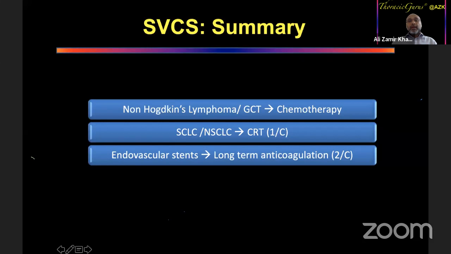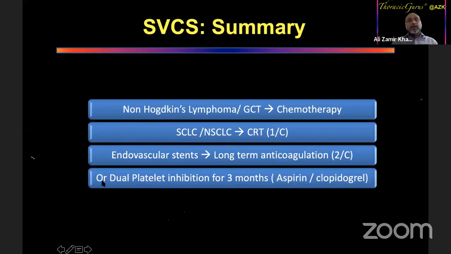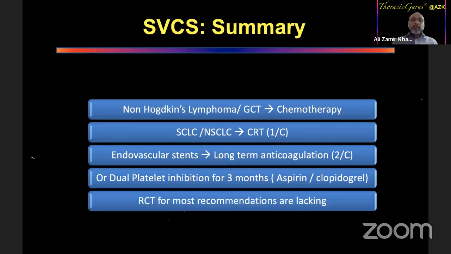That's not a problem. Endovascular stents are becoming increasingly popular, but the need for long-term anticoagulation is an issue with them, and that is something that's still being discussed. Hence, the evidence is not yet very clear whether you need to give them lifelong anticoagulation or not. But it is an issue. We don't know what the correct answer is. But if you want to avoid that, then dual platelet inhibition for 3 months, use of aspirin and clopidogrel, is the recommendation that has come out of the literature. So dual platelet inhibition is what you have to say in the exam.